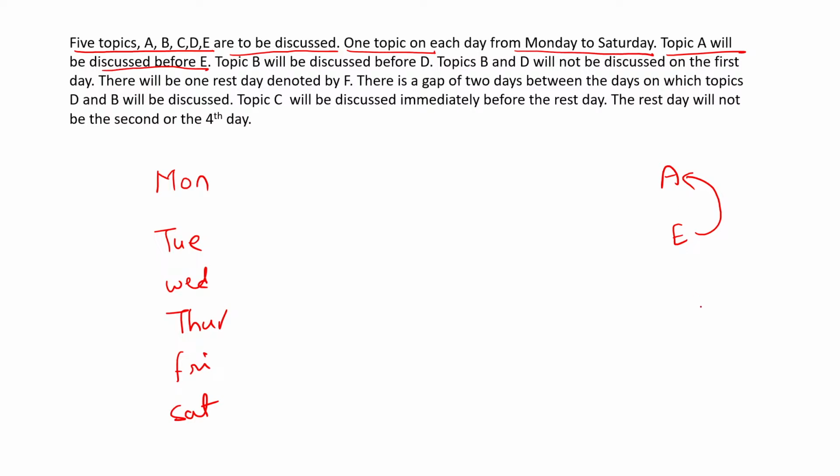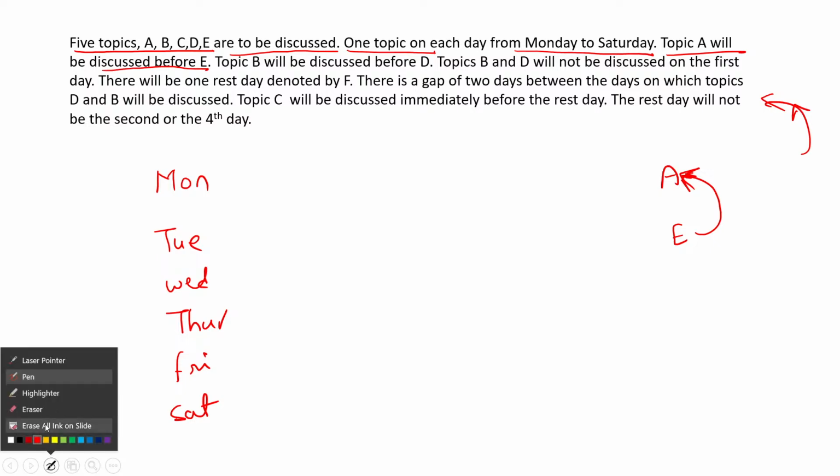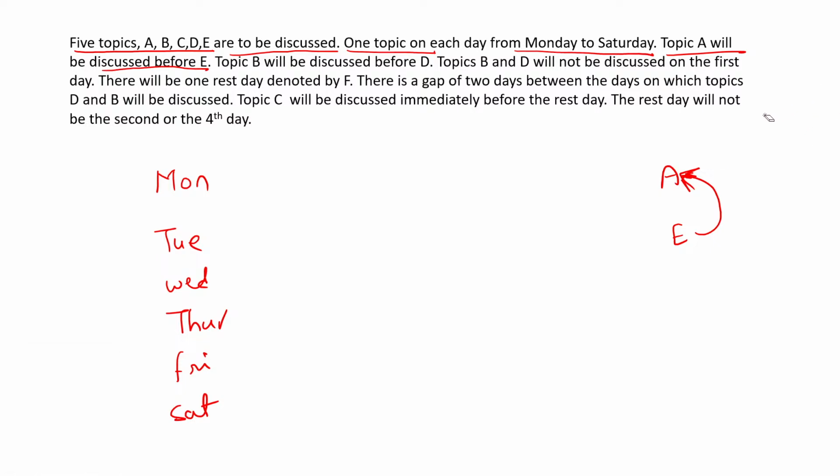If I don't know, I am going to mark some clues. So if I am using a single arrow, it means A has to come before E. But if I am using a double arrow, it means A has to come immediately before E. So a single arrow indicates that there can be any persons in between A and E.